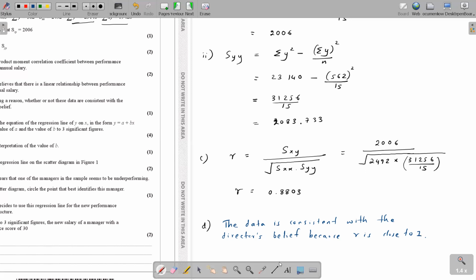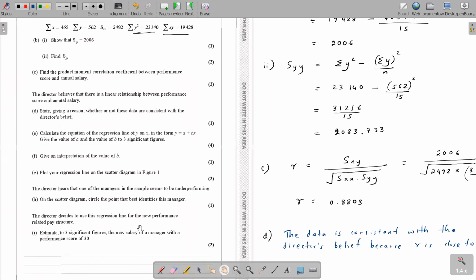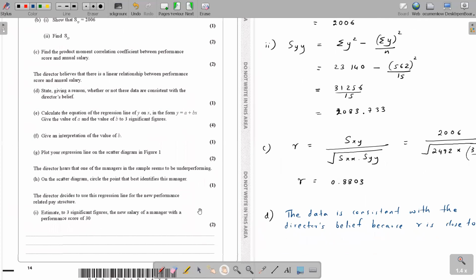You can change this part: because R is close to 1, or because there is a strong positive correlation. You can say it like that. But you have to say the data is consistent or not. That part has to be mentioned, otherwise you won't get the mark. Okay, we gave the reason and we said whether it's consistent or not. Okay, next one, children.